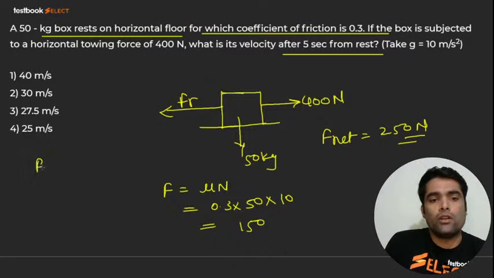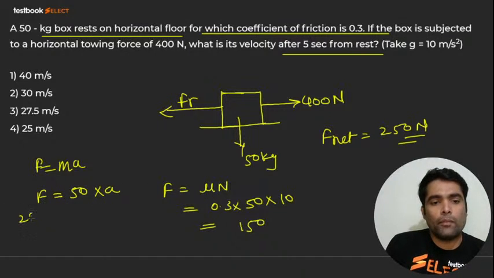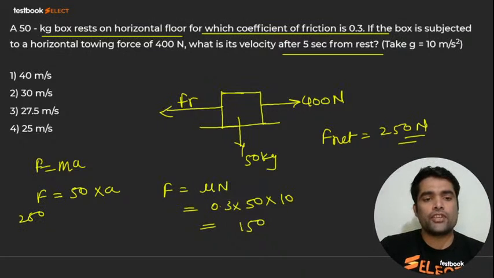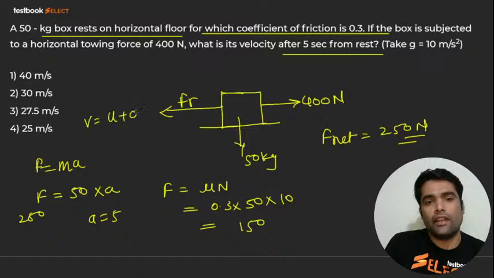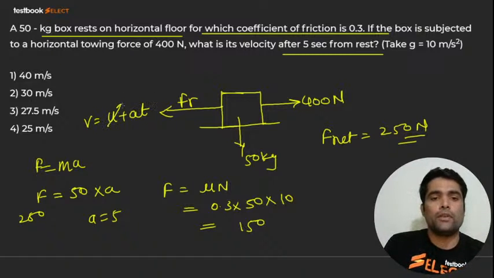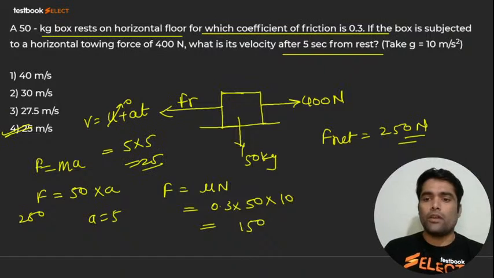And this net force causes acceleration, so F is equal to mass times A, 50 into A. F is 250, so the acceleration will be 5. Final velocity is equal to U plus AT. Initial velocity is 0, because initially it is at rest. So it is 5 into T, T is 5 seconds, that is 25. That should be 25. Very good.